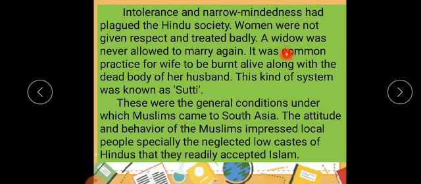It was a common practice for a wife to be burnt alive along with the dead body of her husband. If a husband died, then with his body, his wife would also be burnt alive. It was a custom. This kind of custom was known as sati, in which a wife is burnt alive along with the dead body of her husband. These were the general conditions under which Muslims came to South Asia.